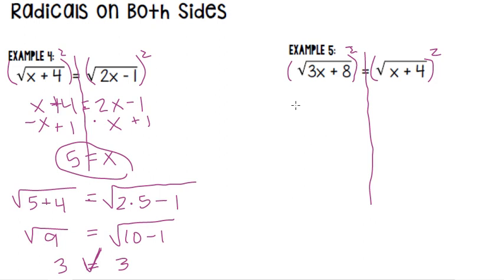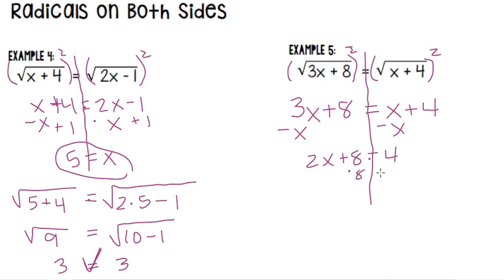All right, so this is going to give us 3x plus 8 is equal to x plus 4. When I solve for x, I'm going to subtract x from both sides. So I'm going to get 2x plus 8 is equal to 4. Move my 8. And I get that 2x is equal to -4, so I divide by 2. And I get that x is equal to -2.